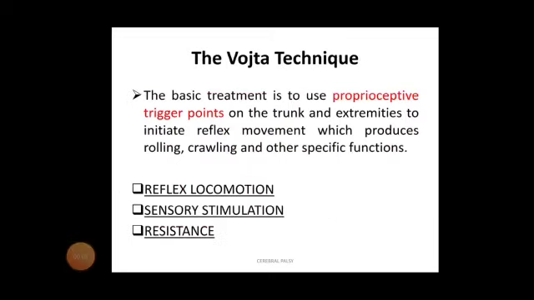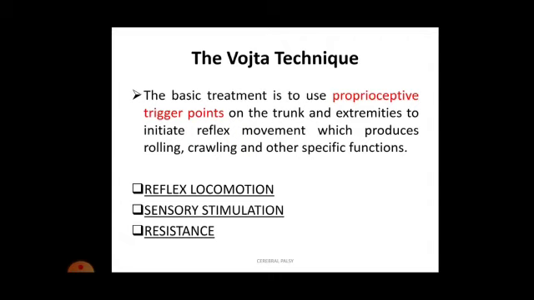Now the last approach, that is the Vojta approach or Vojta technique. It was developed by Professor Vaclav Vojta in the 20th century, and it is mostly used in European countries. So what is the concept behind this? Over the body there are 10 stimulus zones. They are also known as proprioceptive trigger points, or in some literature they are called pressure zones, okay? They are situated on the trunk and extremities. So if pressure is applied over these stimulus zones, it will start reflex locomotion.